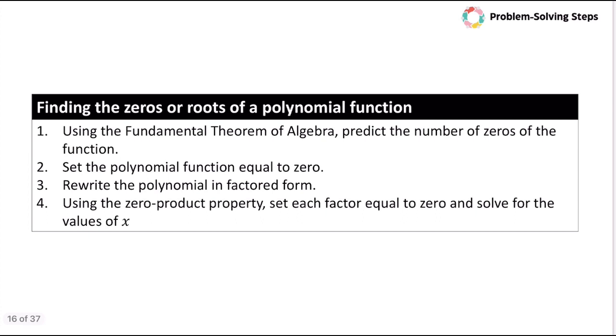So how do you find the zeros or roots of a polynomial function? Well, what we're going to do is use the fundamental theorem of algebra to predict the number of zeros. Okay, remember that's going to equal the degree. Then we're going to set the function equal to 0 and rewrite the polynomial in factored form. Then we're going to use the zero product property that we used back when we were solving quadratics in Algebra 1, and then that's going to allow us to set each factor equal to 0 and solve for the values of x.